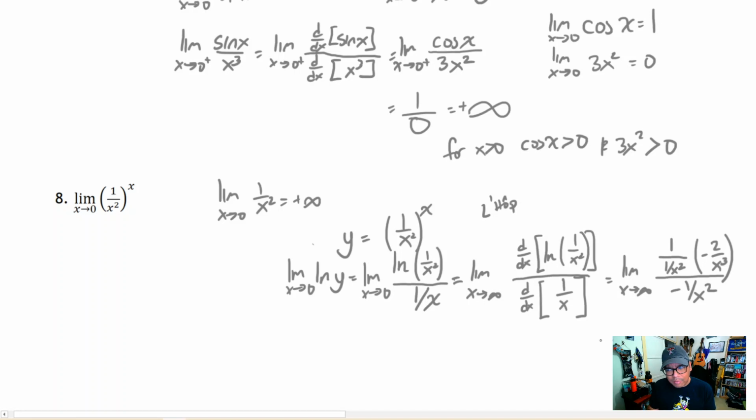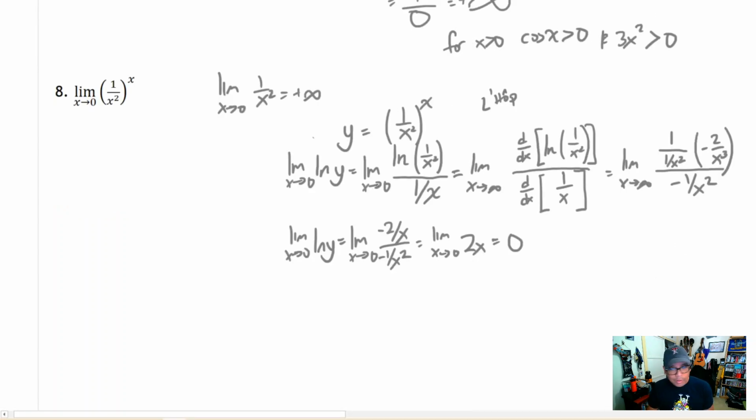I think you're going to want to simplify this. Well, that numerator simplifies to negative 2 over x, and the denominator simplifies to negative 1 over x squared, which gives us a limit of negative 2 over x over negative 1 over x squared, which further simplifies to the limit of 2x, which is just 0. So this entire piece of work that we did simplifies into the limit as x approaches 0 of the natural log of y is equal to 0.